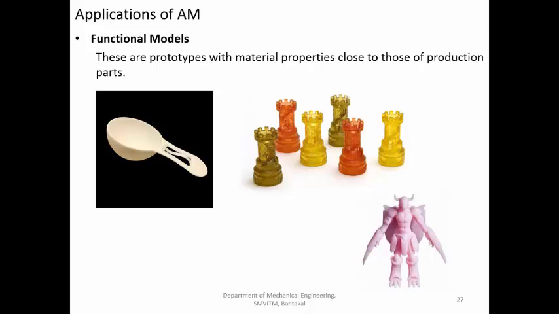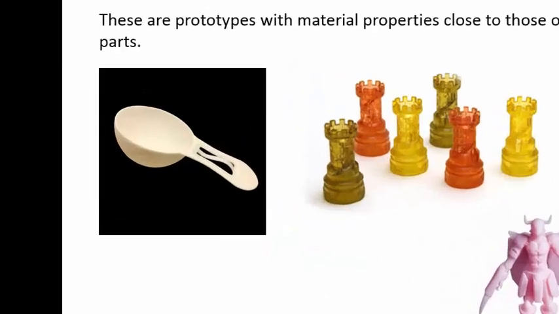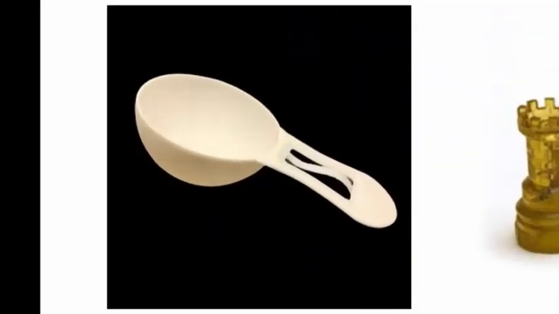Now, in the figure you can see there are three items. One is a spoon, another one is a chess piece, and another one is a toy. Now, for the spoon, maybe the final requirement is to be made in stainless steel or ceramic or some other high quality material. Now, you want to test how exactly it will feel in the hands of the user.